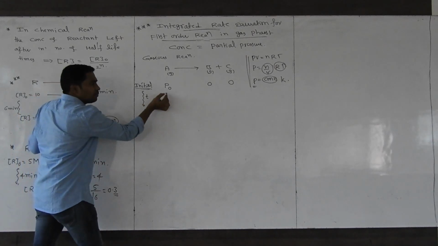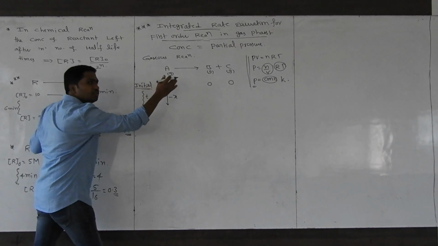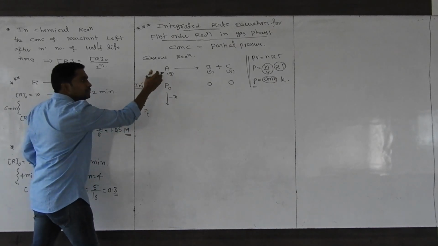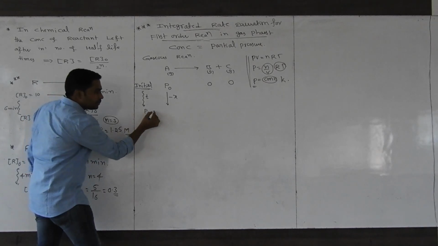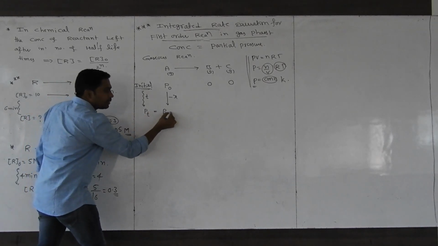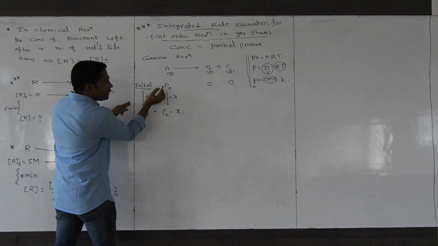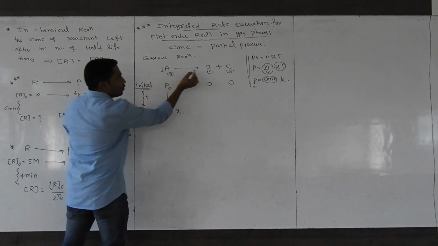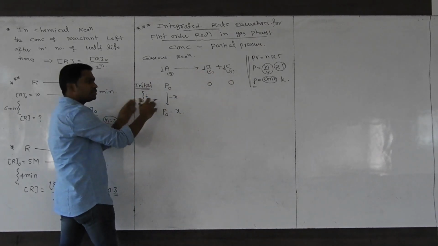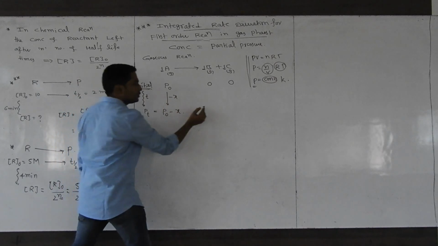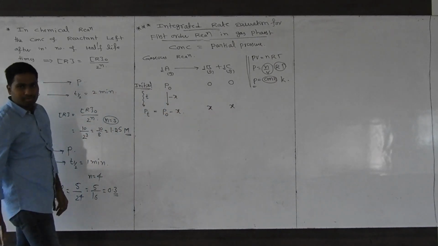In this gap, what is happening? Some X amount of A will be decomposing into B and C automatically. Its pressure will be decreasing by how much? X. At the time T, what is the pressure of A? P naught minus X. Are you getting it? From here, X is missing. One mole of A gives one mole of B and one mole of C. Whatever is missing, that much will be forming. So X and X will be coming. Did you get my point?